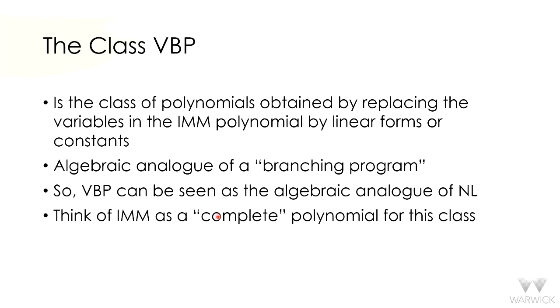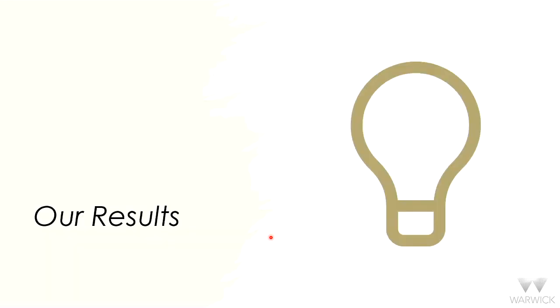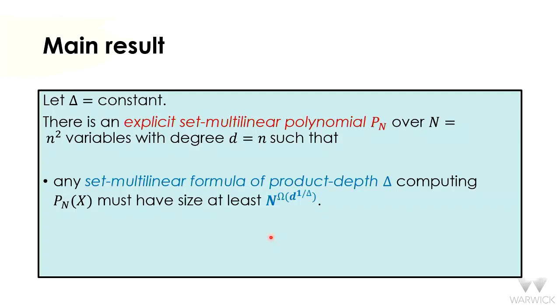Right? And the way that I've defined it, you can also see that IMM is a complete polynomial for this class. So completeness, I'm not going to define it formally, but it just means that you can restrict IMM to get your polynomial in this class. Okay, so that was the background. Now I'm ready to state our results.